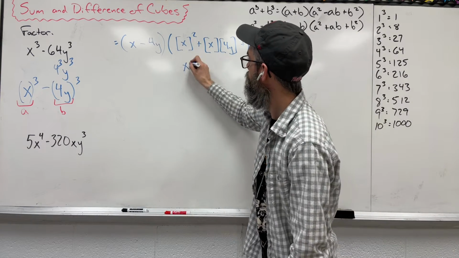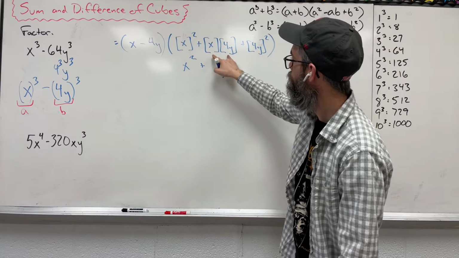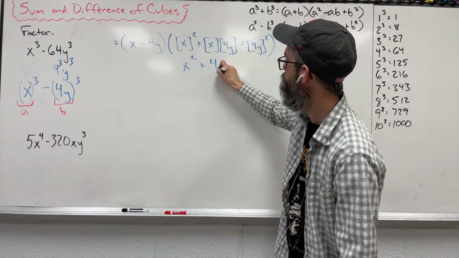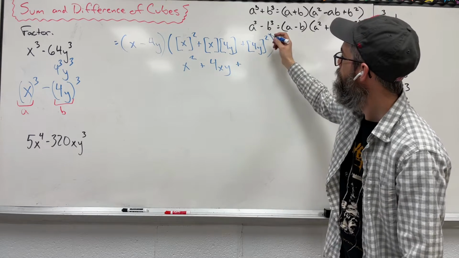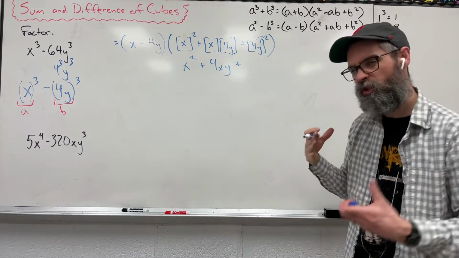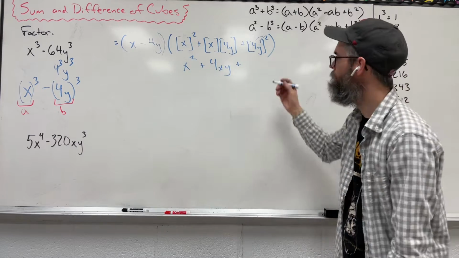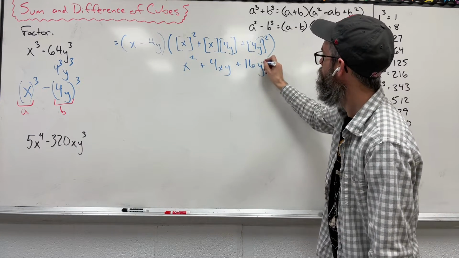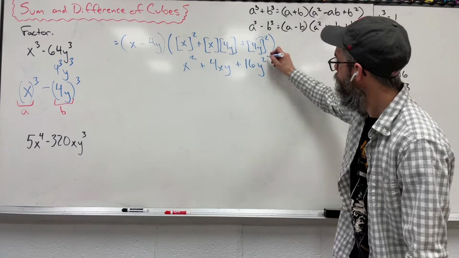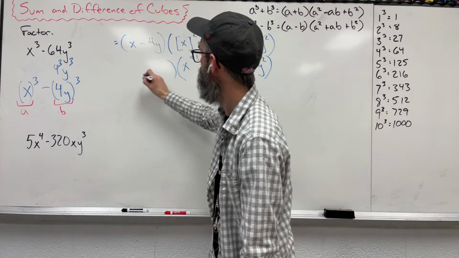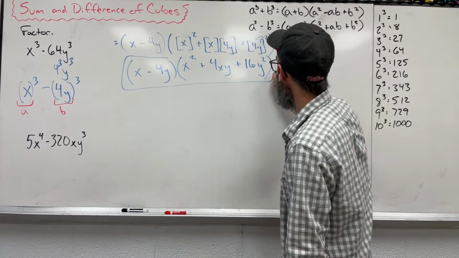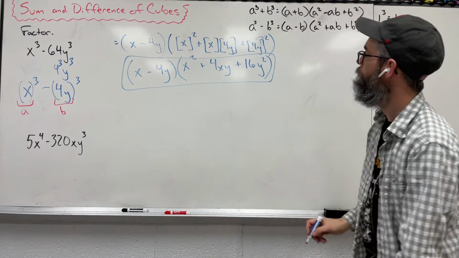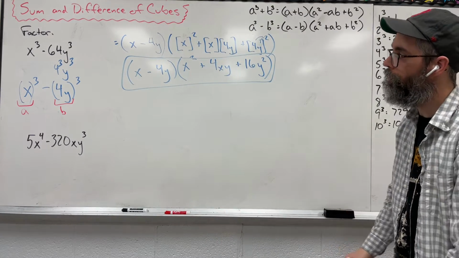Here we're going to get x squared. In the middle, 4 times this, it's just 4xy. Put everything next to each other. And then on the back side, this exponent gets distributed to everything. So 4 squared is going to be 16. And then y squared. All of this is in parentheses. Bring down what's in front. You just factored the difference of cubes.